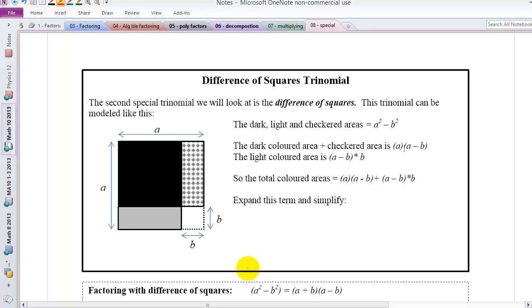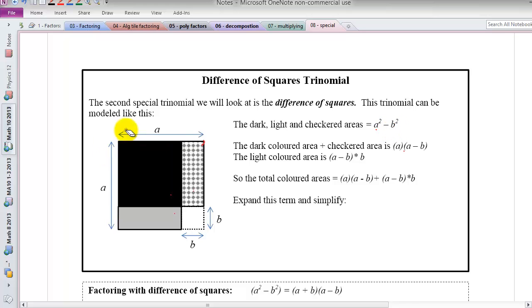Okay, the second special trinomial we're looking at is called the difference of squares, and it too can be modeled using pictures and diagrams. So I've drawn a sort of shape here. It's a square with a chunk missing, and I've dimensioned or given sizes. So the square has a side length of a. If we take the total area of this that's colored, so the checkered, the dark, and the gray, we end up with the area of a squared, so a times a, minus this little corner here, which is b times b. So the total amount of colored stuff is a squared minus b squared.